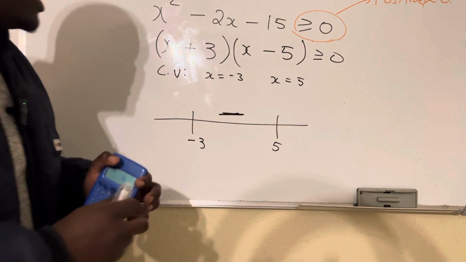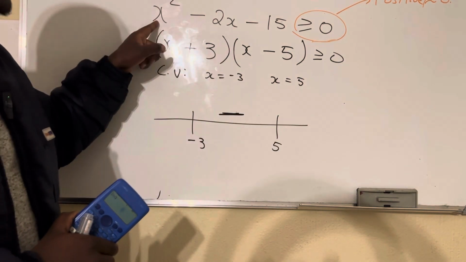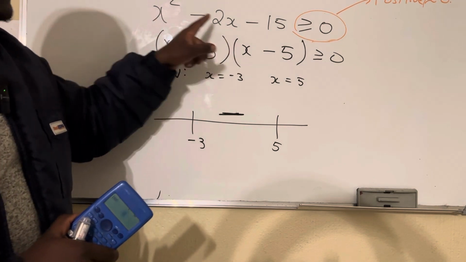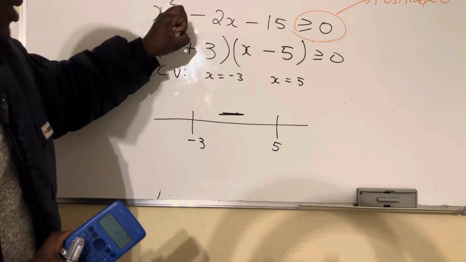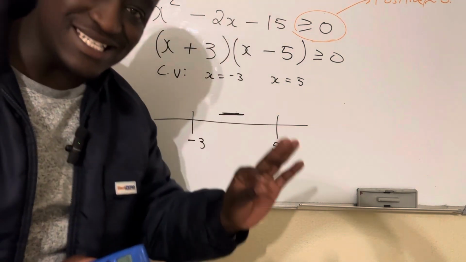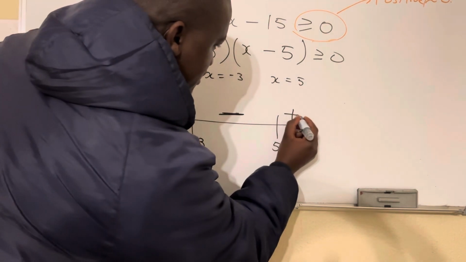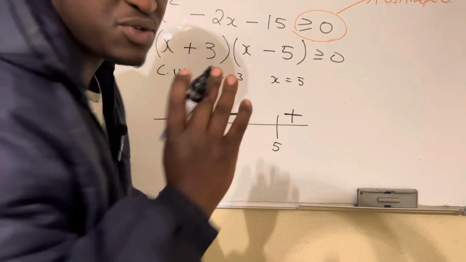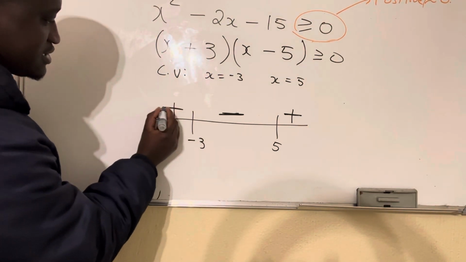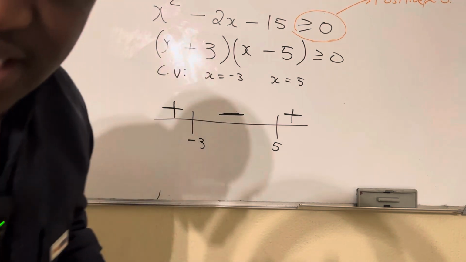Let's go again. If we substitute something greater than 5, let's substitute 6 here. That is already 36. Now, if we substitute 6 here, that is 12. Now, 36 minus 12, already it's a positive number, and if you minus 15, it's still a positive number. We are interested in positive only. So we're going to have positive here. And then if you substitute something that is less than negative 3, it's positive also.